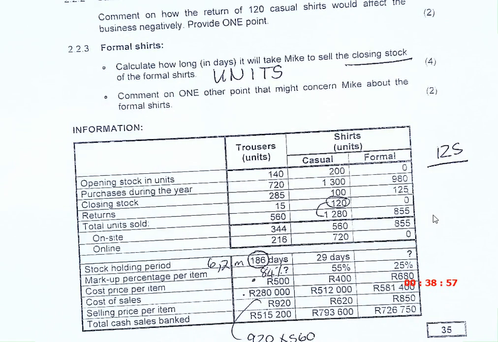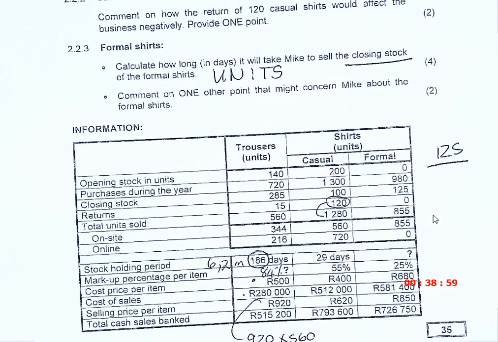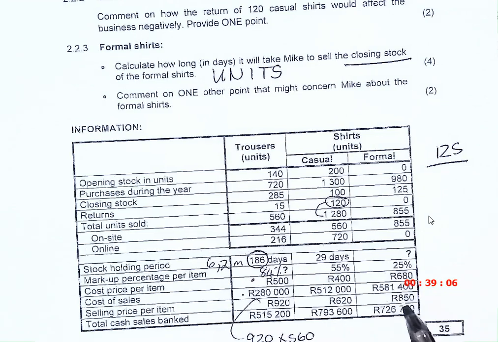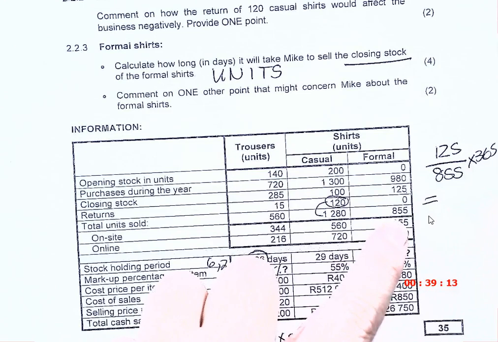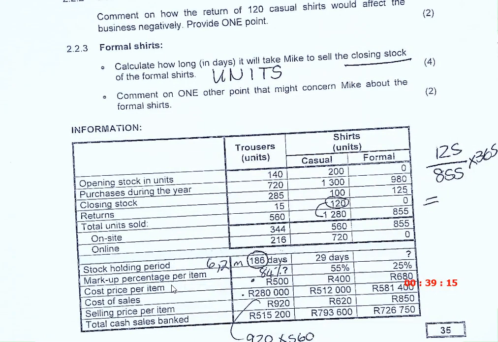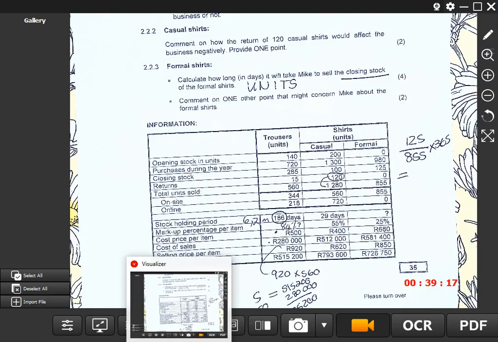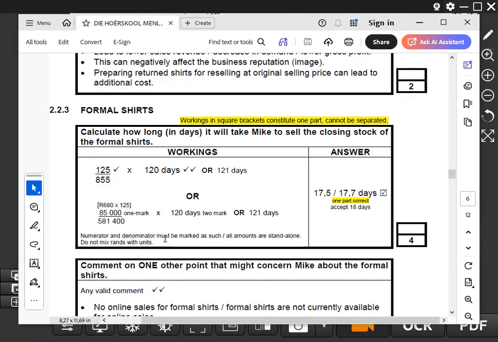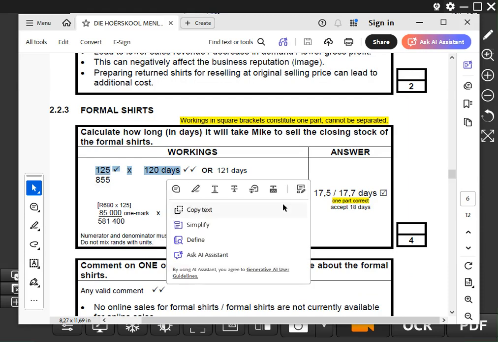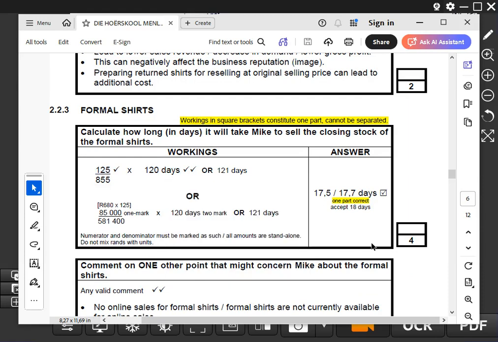Now, your cost of sales units is your sales units. Does it make sense when I say that? So how much did I sell? How many units did I sell? 855. Times 365 is going to give me days. Right. Please do not do it in rands, because rands is just such a long calculation. Can you see there? There's the rand one, but they marked the unit one. Much easier.